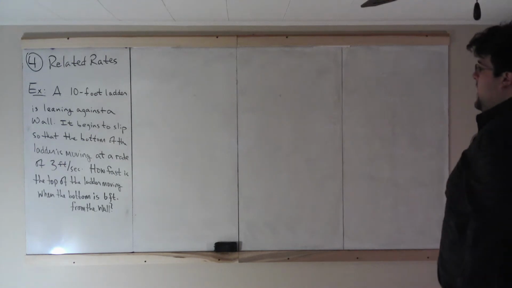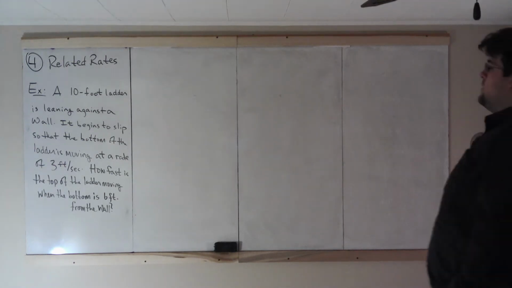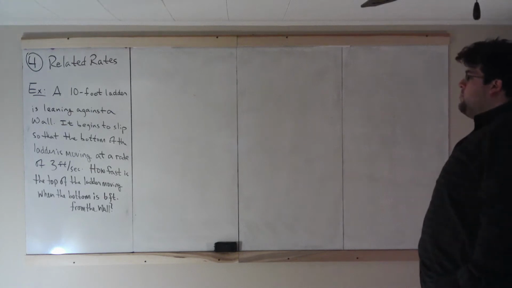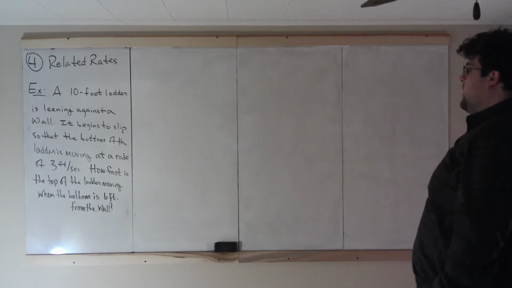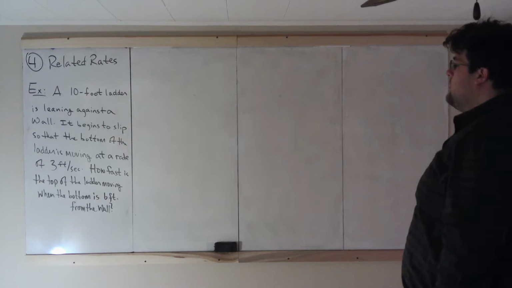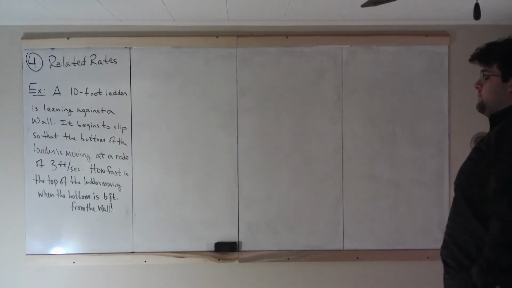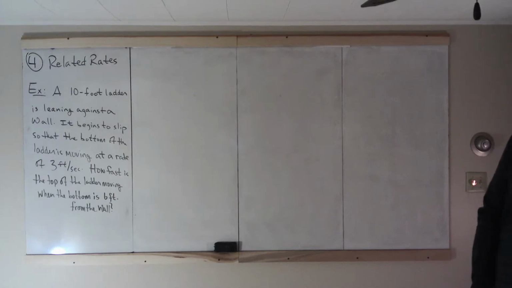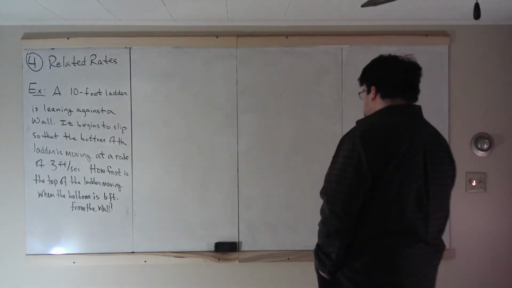So here we have a standard type of related rates problem. A 10-foot ladder is leaning against a wall. It begins to slip so that the bottom of the ladder is moving at a rate of 3 feet per second. How fast is the top of the ladder moving when the bottom is 6 feet from the wall? Well, that's a lot of information.